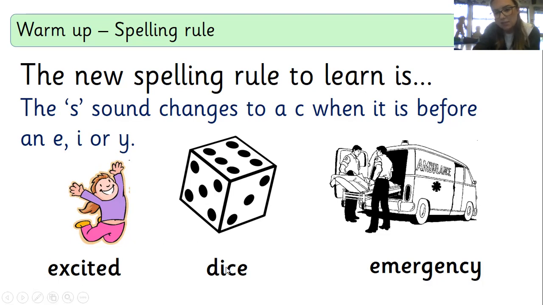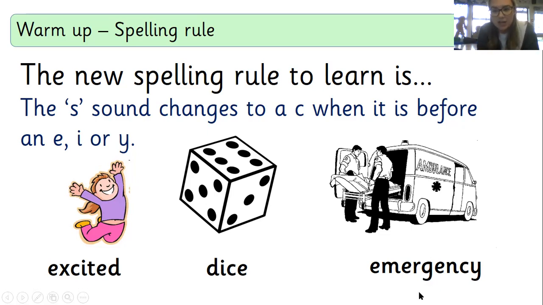Same with this one, dice. I've got the sound at the end, but it's got that special friend in there, which means it ends in an E, and then we must change it to a C. This one is a longer one. This one is emergency, which is why I've got an ambulance. Emergency. Well, it sounds like it should be the sound for S at the end. We know that E sound is a Y, which means it's one of our special letters that then changes that S to a C, a curly K. So that's our spelling rule.